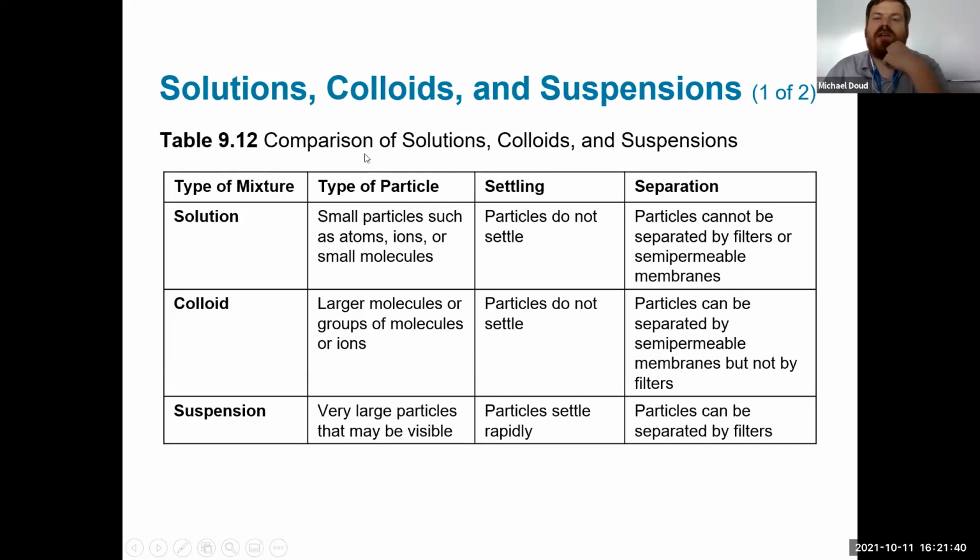So here's our guide to solutions versus colloids versus suspensions. Solutions have very small particles where those particles don't settle, and they can't be separated by filters, and usually they can't be separated by semi-permeable membranes. Although I think there are exceptions to that. Colloids have larger molecules, but the particles don't settle; they stay suspended in the colloid, and they can be separated by semi-permeable membranes, but not usually by filters. Now, there's some exceptions to that as well. Like good filters can get rid of smoke, for example, or dust from the air.